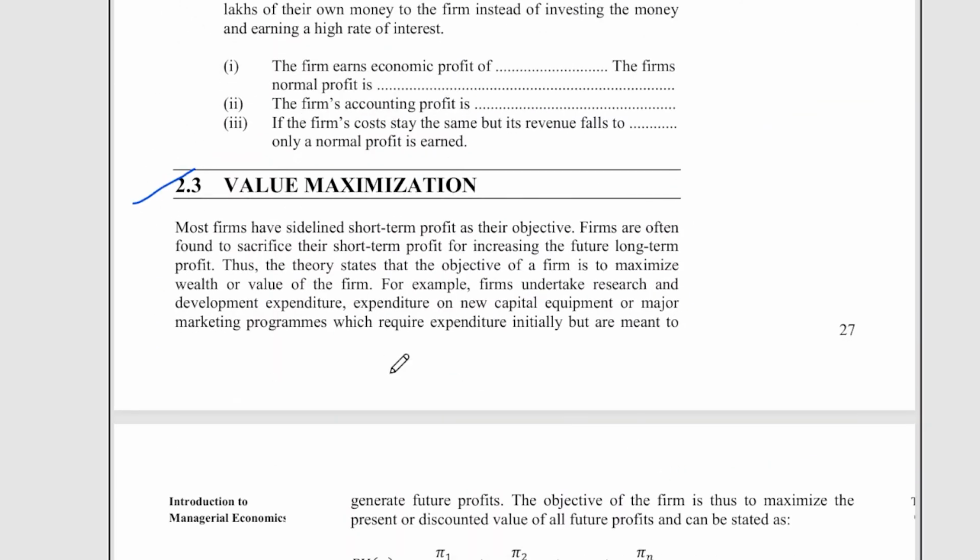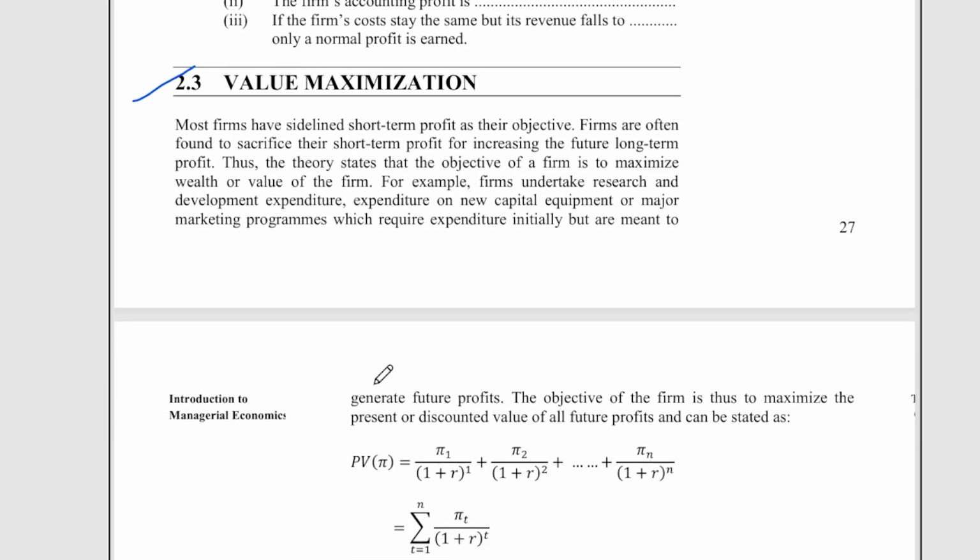Next is value maximization. What is value maximization? Most firms have sidelined short-term profit as their objective. Firms are often found to sacrifice their short-term profit for increasing future long-term profit, and thus the theory states that the objective of a firm is to maximize the wealth or value of the firm. The example is here.